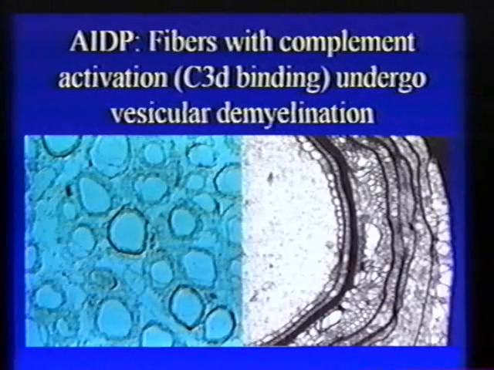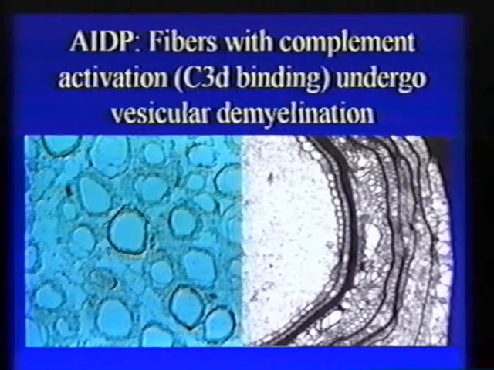This is one of those cases of AIDP in which there is evidence of complement activation on individual nerve fibers. These same nerve fibers tend to have IgG antibody on their surface, but it's interesting for pathologically oriented people that the brown reaction product that indicates that complement has been activated in the site is on the very outside of the nerve fibers, not in the myelin sheath per se.